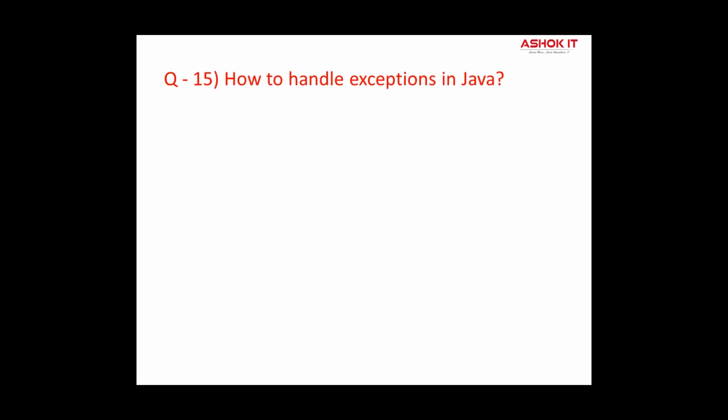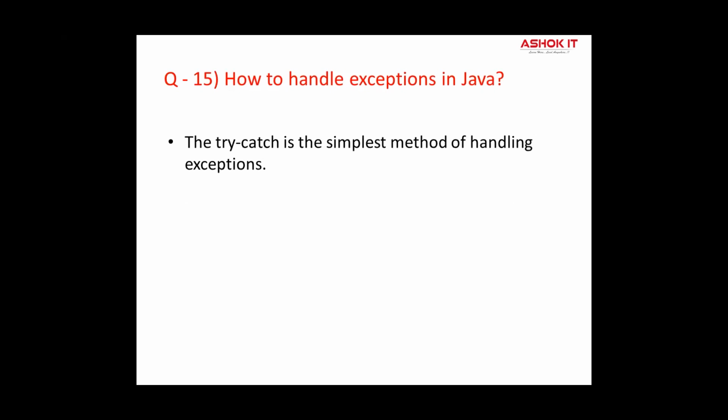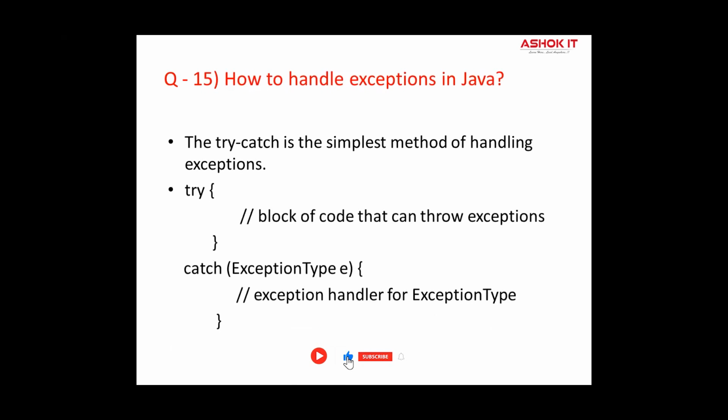Question number 15. How to handle exception in Java? The try catch is the simplest method of handling exceptions. Put the code you want to run in the try block, and any Java exception that the code throws is caught by one or more catch blocks. The first catch block that handles the exception class or one of its superclasses will be executed. So make sure, if you want to use this, to catch the most specific class first.